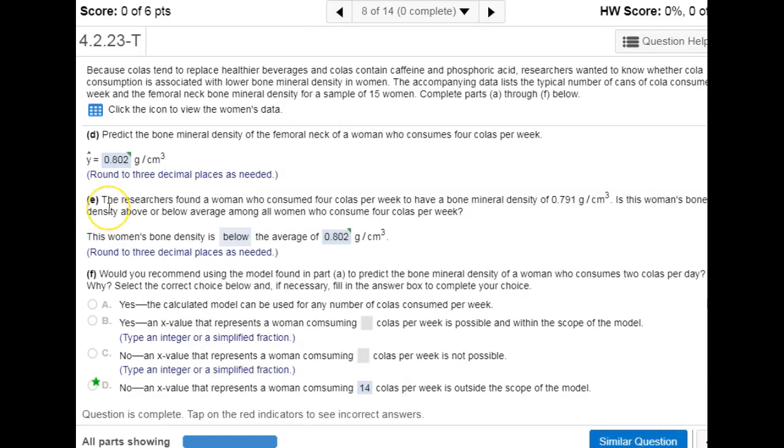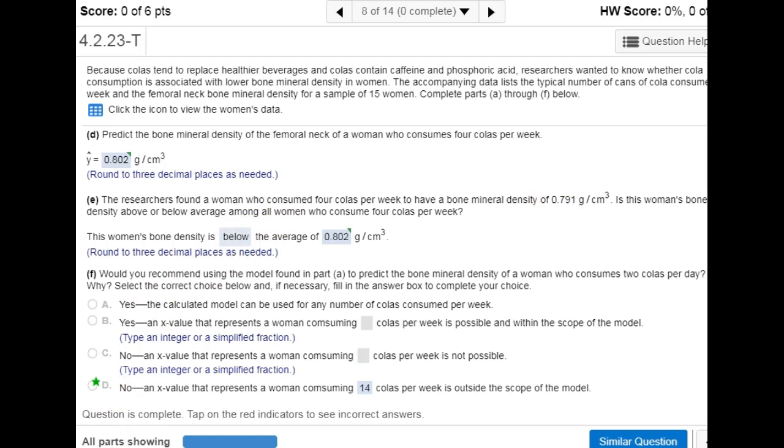The next part is saying that someone found a woman who actually did drink 4 colas a week, and they had this bone density. And we want to know if that is above or below average for women who drink 4 colas a week. Well, our prediction from the least squares regression line is what we assume the average is for women who drink 4 colas a week. So if this particular woman has a bone density that's less than our result from the least squares regression line, that means this person is less than the average or below average for drinking 4 colas a week.